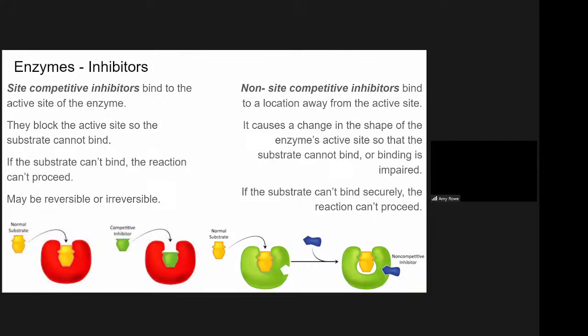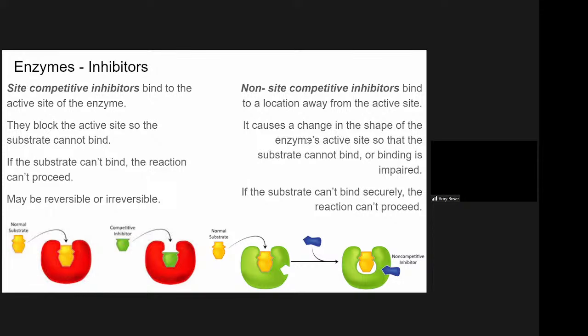So site-competitive inhibitors will bind to the active site of the enzyme. They block the active site so that the substrate can't bind. If the substrate can't bind to it, then the reaction can't proceed. And as I mentioned, these may be reversible or irreversible. So if this is where our normal substrate would bind, over here, our competitive inhibitor binds to it instead and blocks the active site so that our normal substrate can't bind to it.